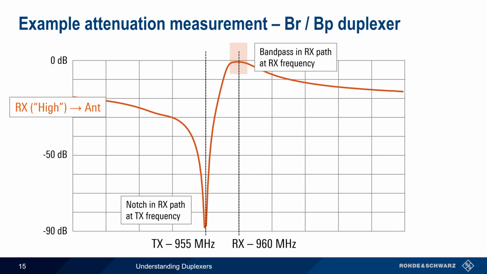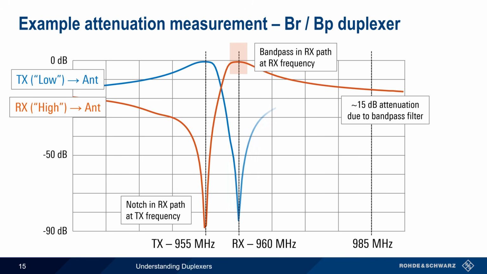Signals at the receive frequency have only minimal attenuation or insertion loss, but signals outside of this range are moderately attenuated. For example, a signal appearing at 985 MHz would be attenuated by about 15 dB before it reached the receive port. A similar shape and behavior can be seen in the transmit to antenna path as well. Note that in each path, the notch and bandpass are at opposite frequencies.